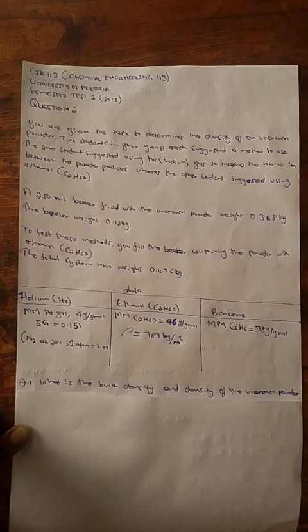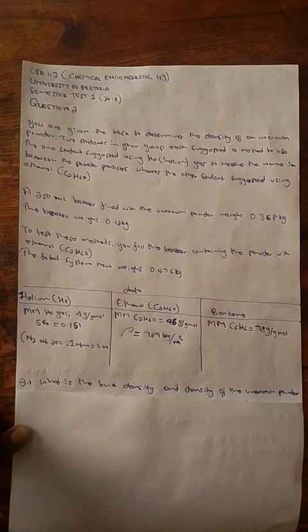It says that you are given the task to determine the density of an unknown powder. Two students in your group each suggested a method to use. One student suggested using helium, He gas, to measure the volume in between the powder particles, whereas the other student suggested using ethanol, C2H6O.